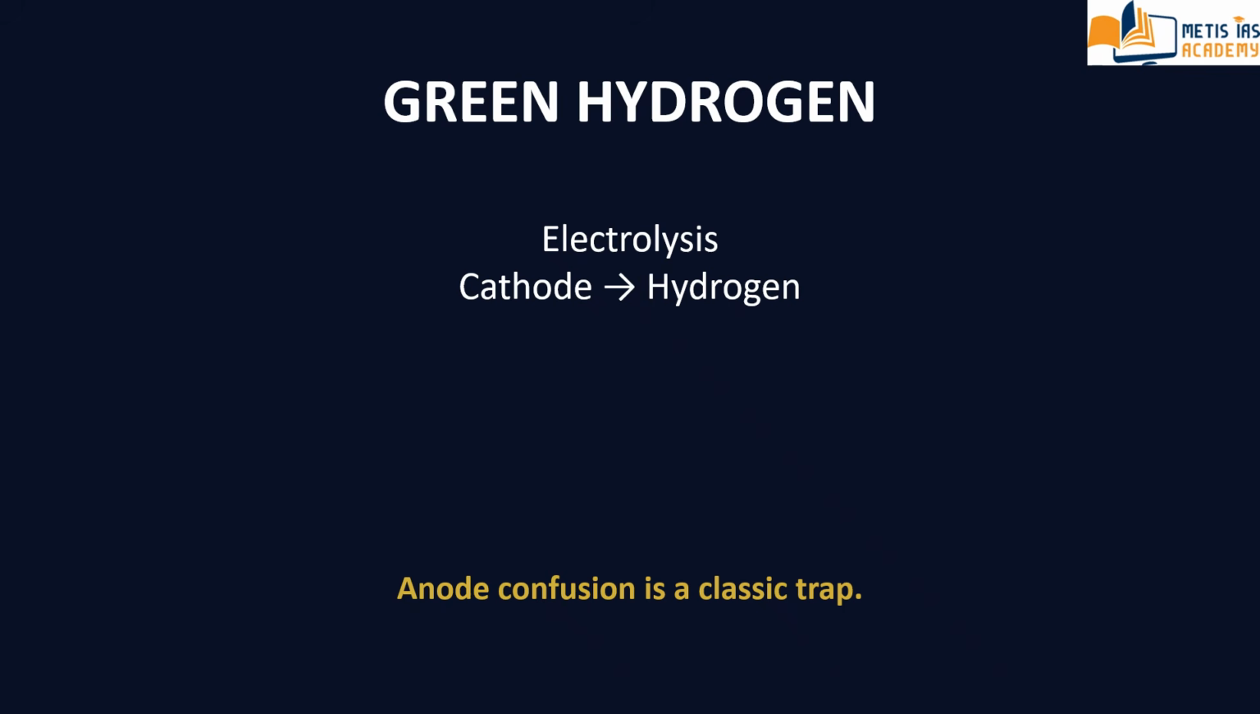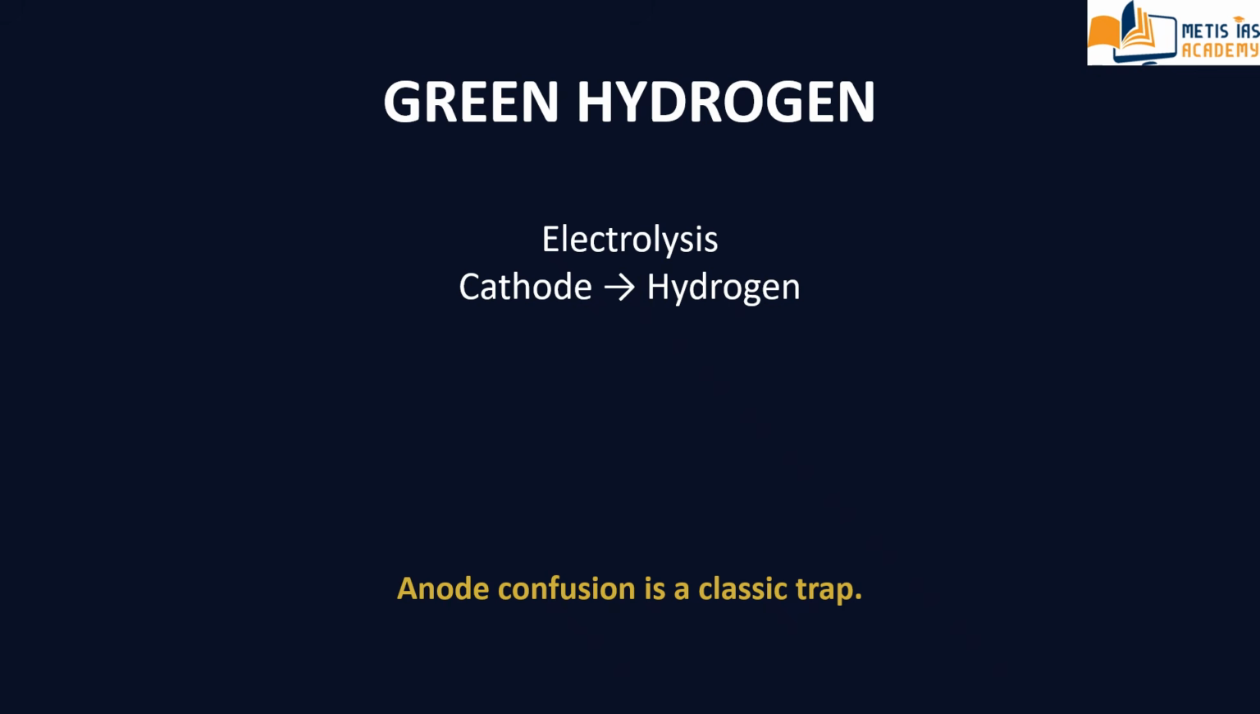Green hydrogen generally refers to hydrogen produced using renewable energy pathways, especially through electrolysis of water powered by clean electricity. What is meant by green hydrogen energy? Green hydrogen generally refers to hydrogen produced using renewable energy pathways, especially through electrolysis of water powered by clean electricity.